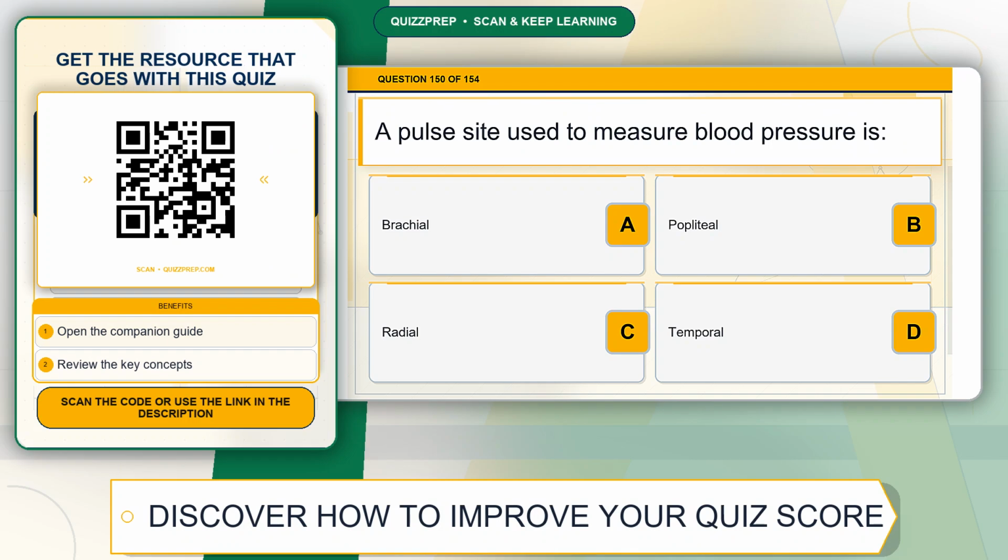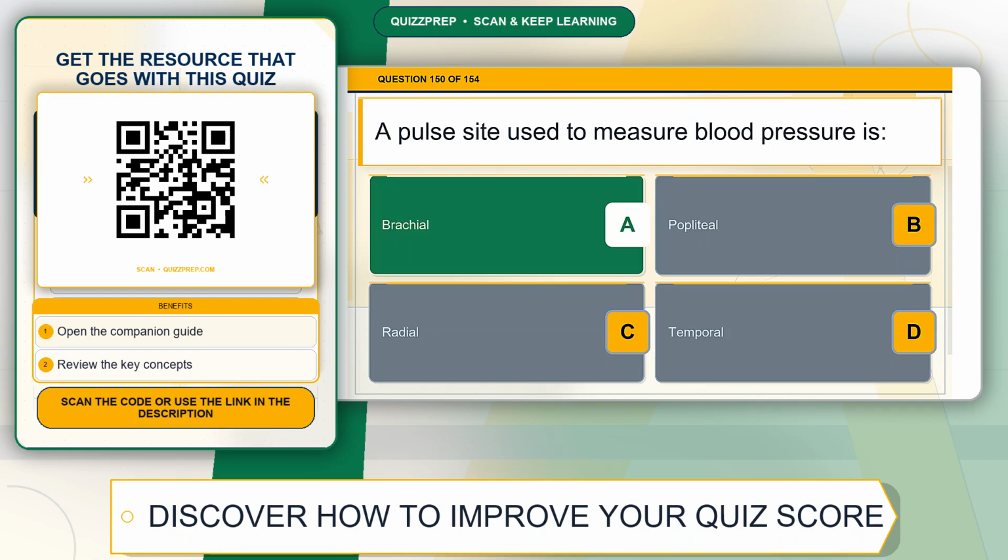Question 150. A pulse site used to measure blood pressure is option A, brachial. Option B, popliteal. Option C, radial. Option D, temporal. The correct answer is option A, brachial.